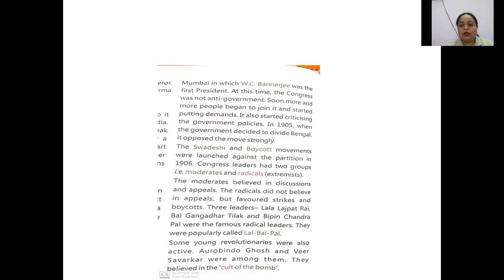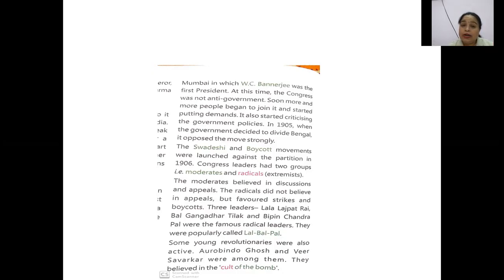The moderates believed in discussions and appeals. The radicals did not believe in appeals. They wanted to have a war, but favored strikes and boycotts. The three leaders, Lala Lajpat Rai, Bal Gangadhar Tilak, and Bipin Chandra Pal, were the famous radical leaders, also popularly known as Bal, Lal, and Pal. They were fierce leaders.